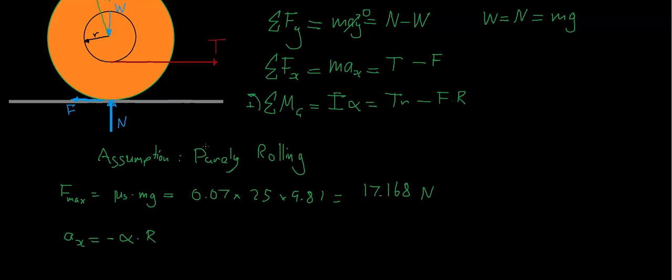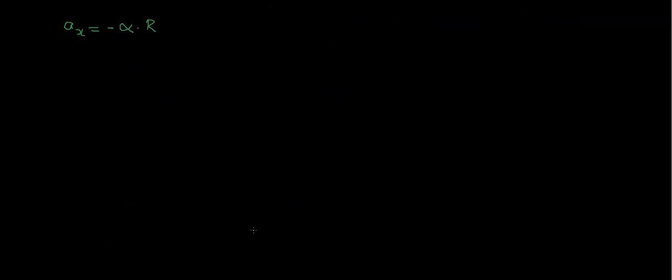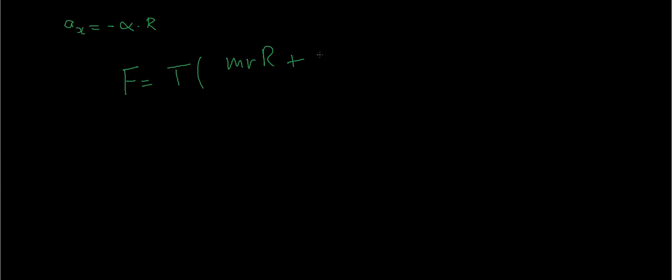So if we substitute this into our above equation and rearrange, I'll leave the algebra up to you, we get an equation F is equal to T times m r R plus I about the center of mass, all divided by m r squared plus I bar.